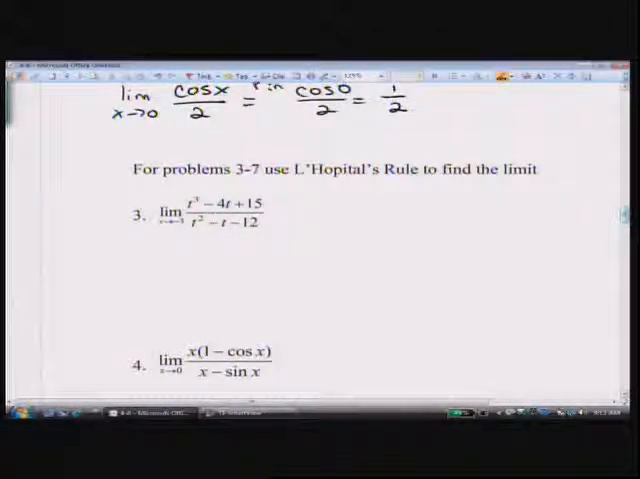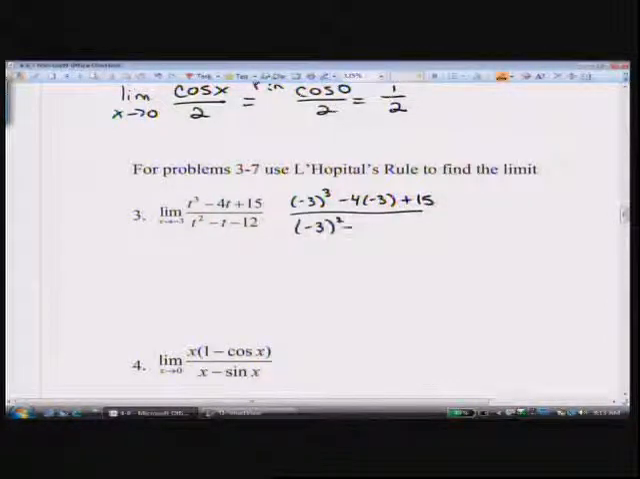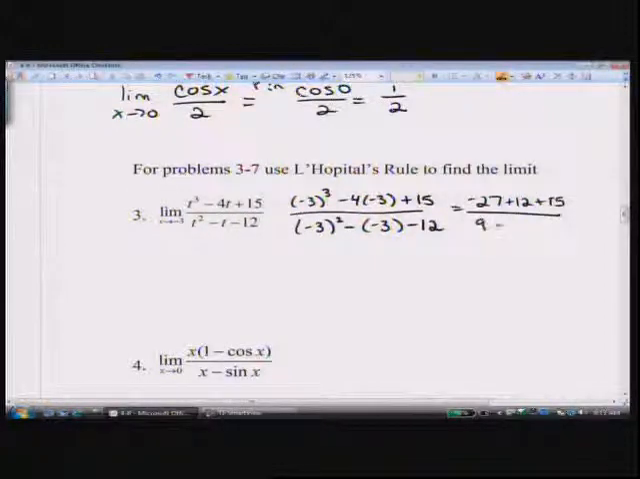What's the first thing you have to do? Plug it in. All right. So we'll do negative 3 cubed minus 4 times negative 3 plus 15 over negative 3 squared minus negative 3 minus 12. Negative 3 cubed is negative 27, and then this will be plus 12 plus 15, so that's 0, over 9 plus 3 minus 12. So yes, 0 over 0, correct? So that is yucky, and we can use L'Hopital.